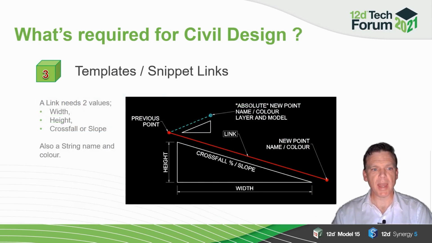Just to have a look at this again, why only 2 links or values are needed. If you have a look here, we've got a new point here based off a previous point. And essentially the program only requires either a width, a height, or a crossfall to position that link in its place. So it's really important to have this understanding between the width, the height, and the crossfall. Obviously, if we were to change the width, we would then get a choice of whether we want to maintain the crossfall or maintain the height. And obviously that would then produce a different answer for the link.